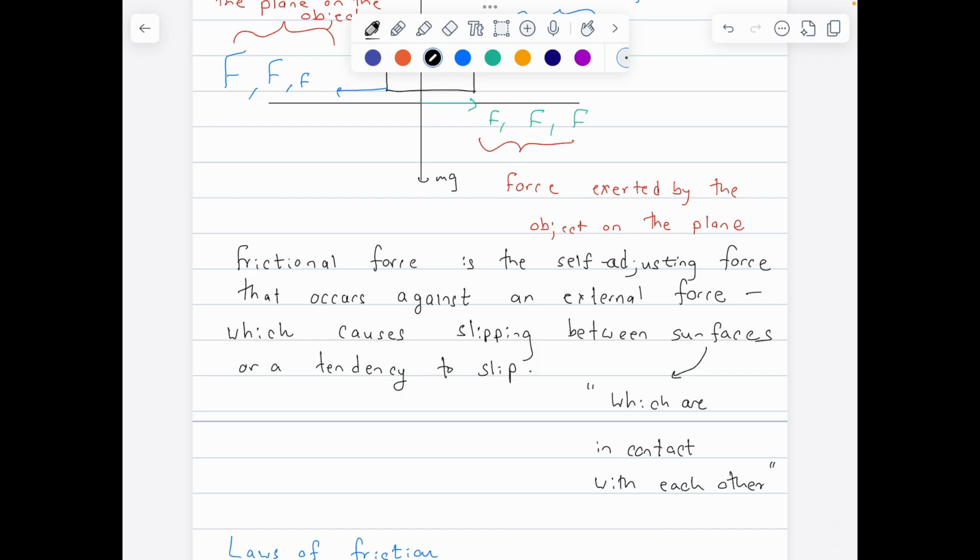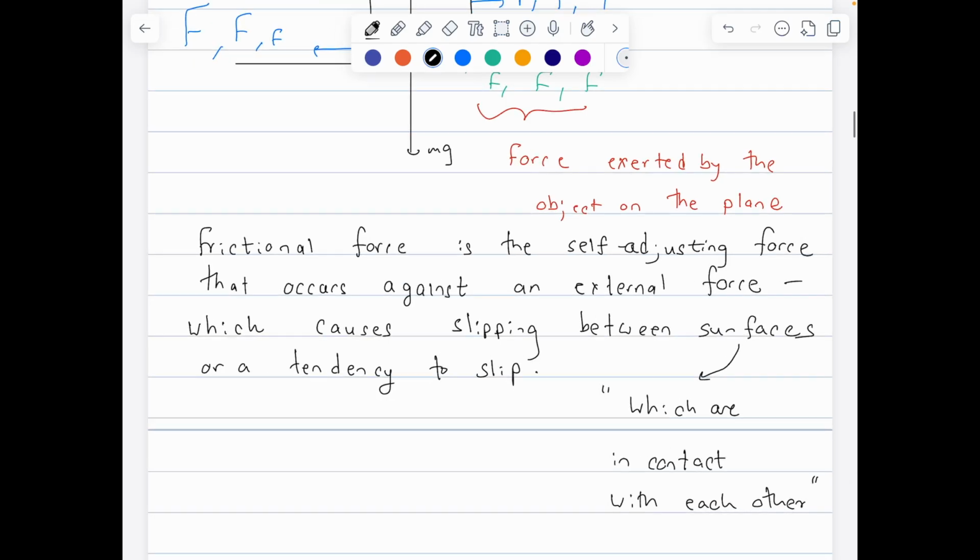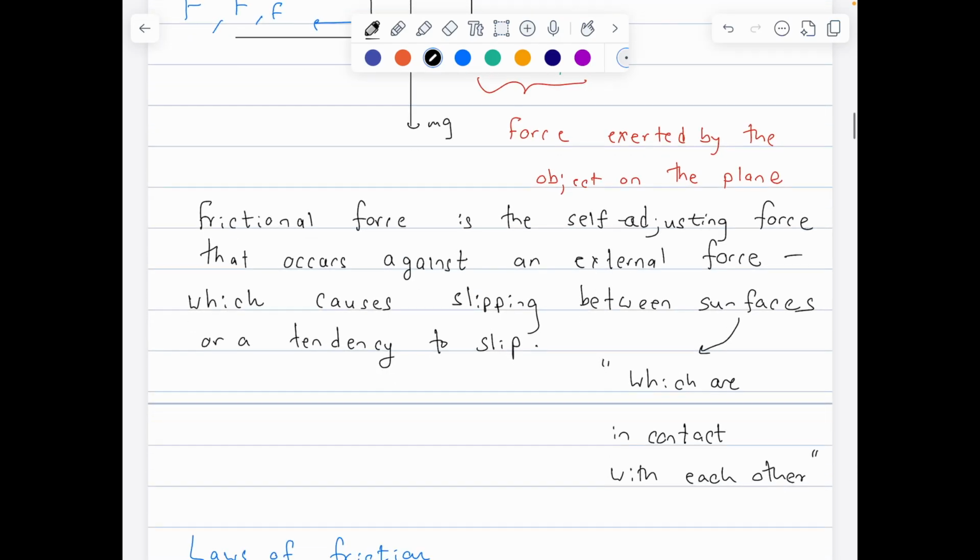So, alright, let's understand this. Furthermore, frictional force is the self-adjusting force that occurs against an external force. That is what we understood. Self-adjusting force that occurs against an external force, which causes slipping between surfaces or a tendency to slip. Very important words.